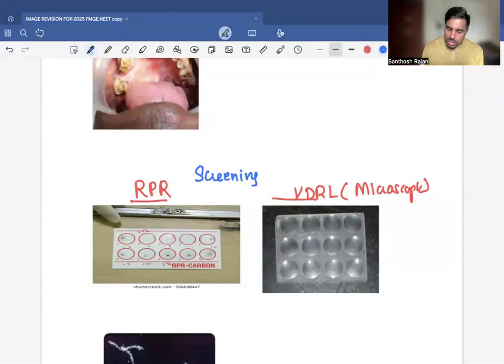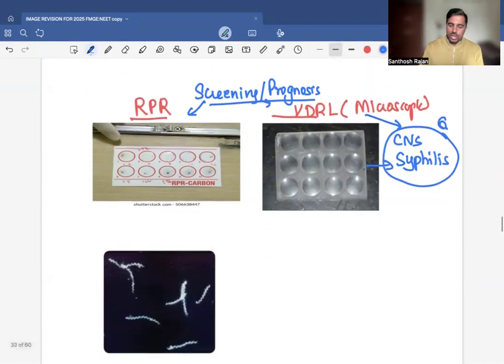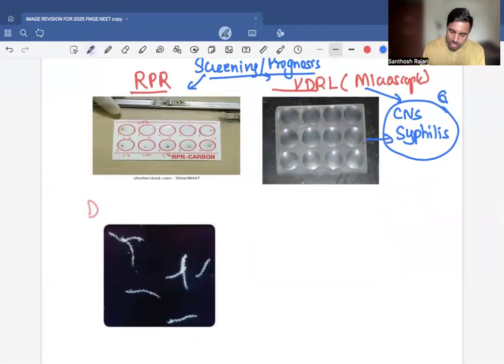Both are just screening tests only, non-specific screening. For specific tests, you have a lot of tests: TPHA, TPI, FTA-ABS, those things. Those are treponema specific. These two are just for screening. Both are good for screening and prognosis, since you can see the titer value by using these two. VDRL is also used for CNS syphilis, neurosyphilis. Very important.